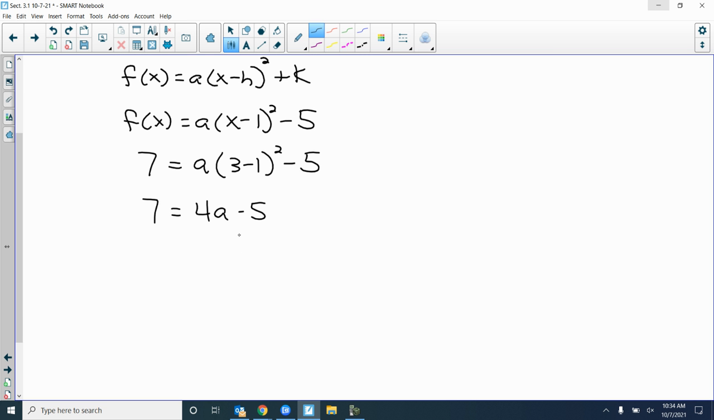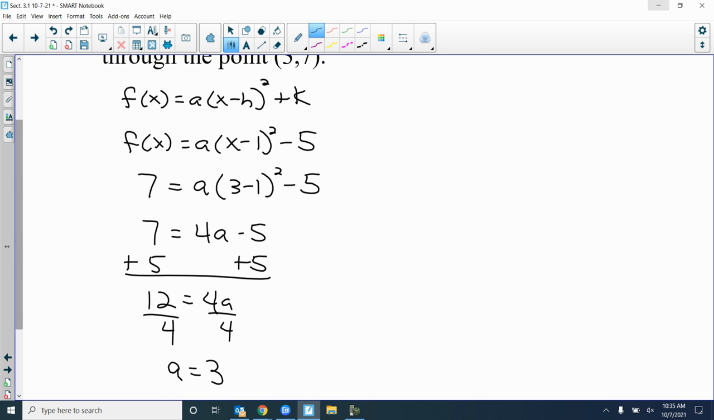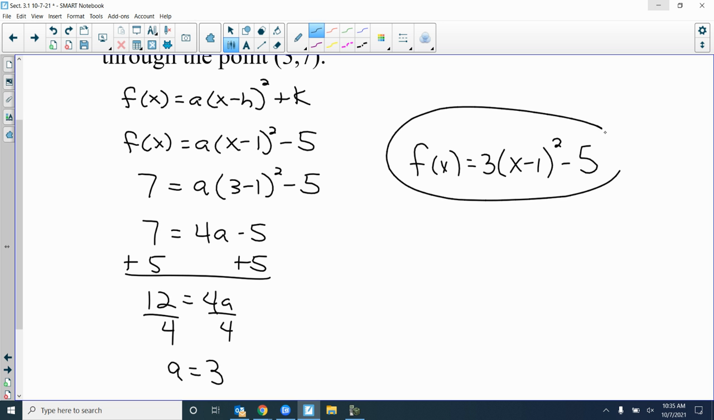Add 5. 12 equals 4a. A equals 3. So my equation, f of x equals 3 times x minus 1 squared minus 5. Okay.